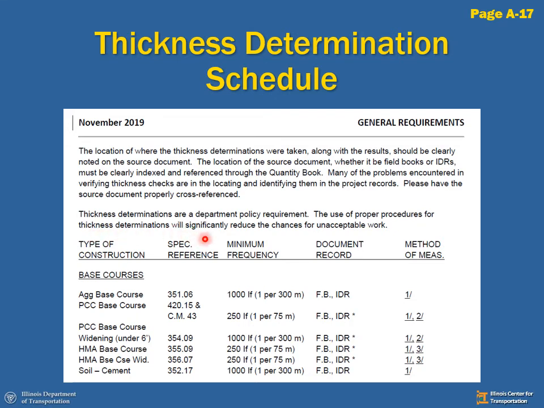We also provide a spec reference, and in the middle is our minimum frequency to document depth checks. Here in this column we tell you what document they can be recorded in. I should say that field books and IDRs are the most common, but with the prolific use of electronic documents and the implementation of CMMS, you may be taking these and documenting them in spreadsheets as well. Method of measurement tells us how we can obtain these depth checks with these footnotes, and they're at the end of the table. You can see all the explanation for these footnotes.